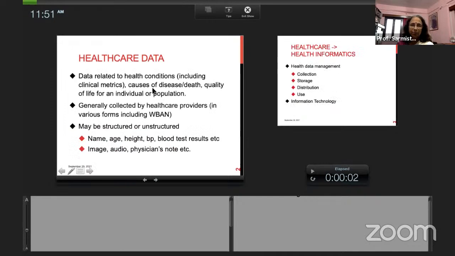So firstly, healthcare data. Although I know that everybody is aware what healthcare data is and what it can contain, I think we must still have a different perspective towards it. As everybody knows, it is the data related to health conditions, and that will include the clinical metrics also. According to physicians' notes and observations, it will also note down the causes of disease, and sometimes the causes of death.